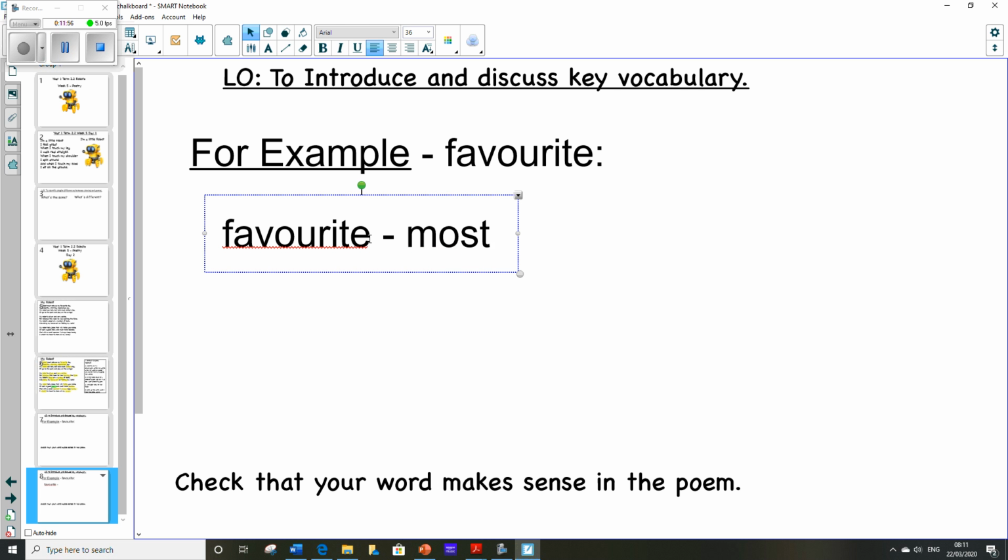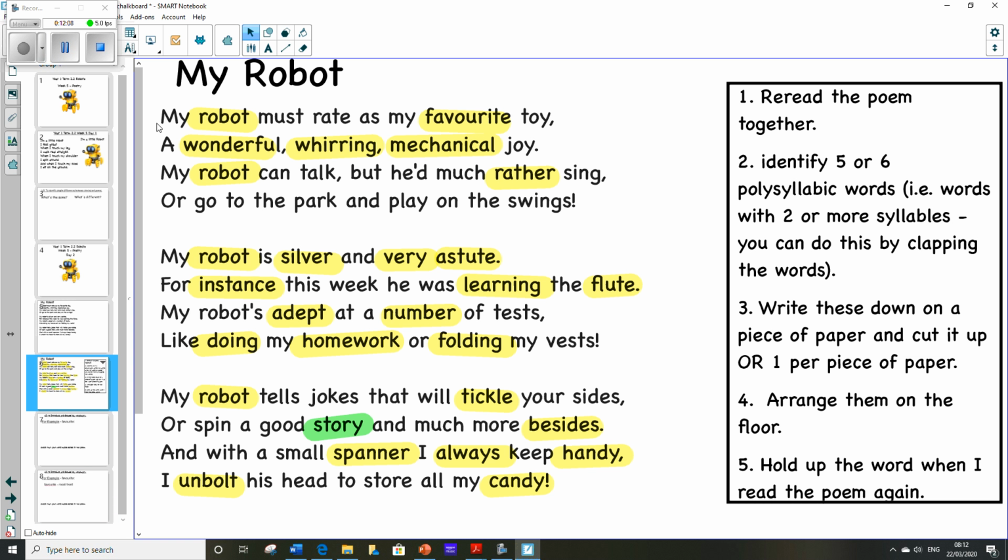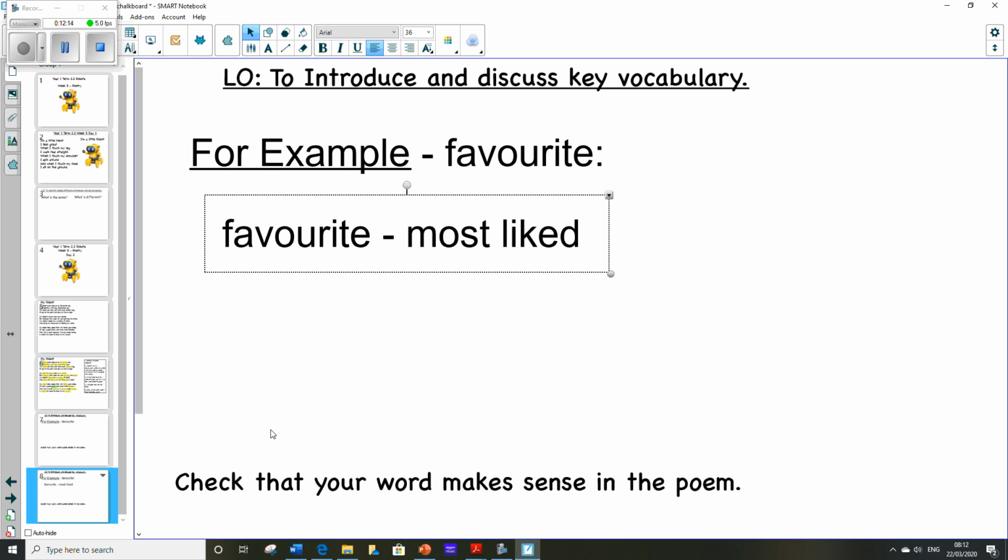And now finally you should check that the word makes sense in the poem. Your new definition makes sense. So if I go back to the poem, my robot must rate as my most liked toy. Well, I think that makes sense. So I think you've done the job. And that is what you're aiming to do, to show that you understand, you've introduced and we've discussed key vocabularies. I hope you've enjoyed today's lesson, and there'll be more challenges tomorrow.